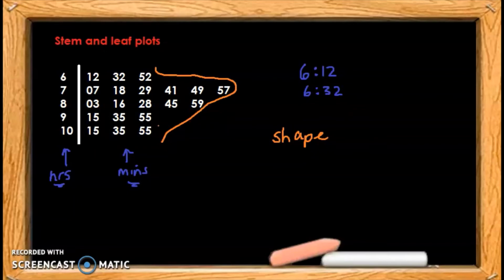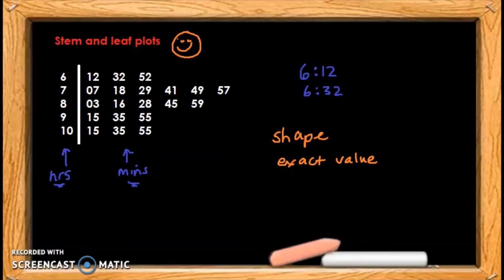Another thing that a stem and leaf plot tells us, not only does it tell us the shape, but in doing so, it also gives us the exact values. And that makes it a little bit different from a histogram or a box plot in that we can see every single exact value. A stem and leaf plot is unique in that you can see the shape and all of the exact values in the same plot.